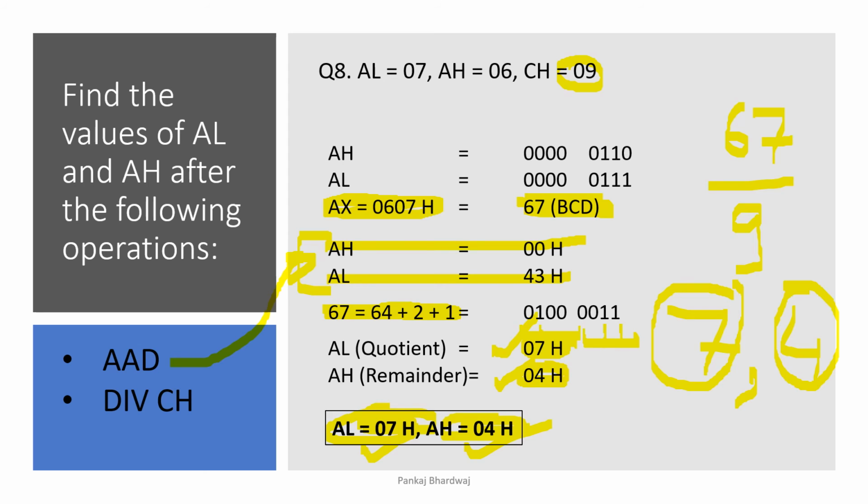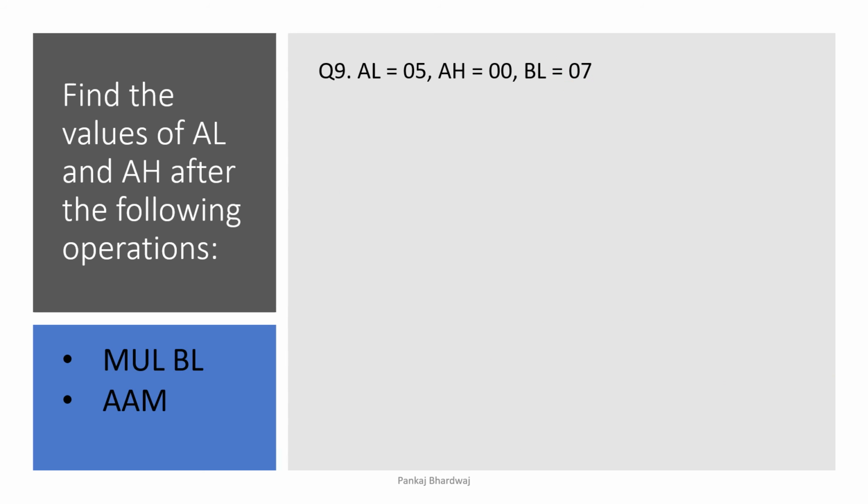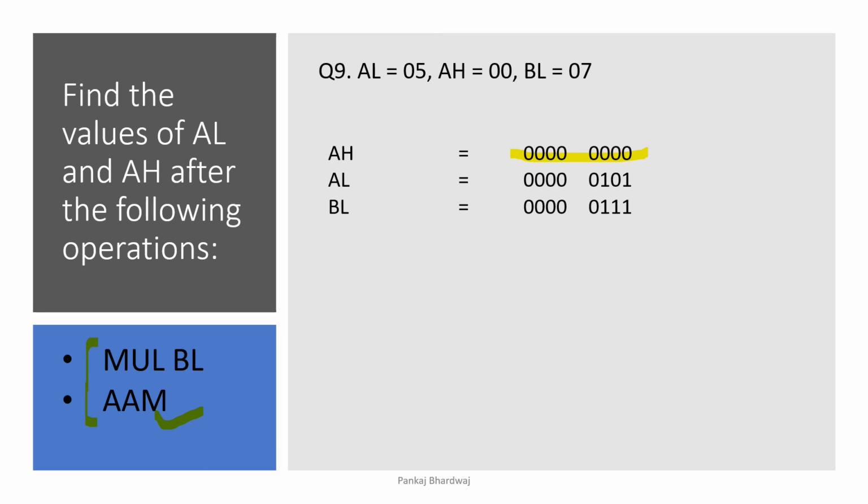Clear? Next question is, when we multiply the AL with the contents of BL, and then we use the ASCII adjust after multiplication command. So let's see what the data is. The data is AH equals 0 and AL equals 5. So the result is 05. When we multiply 05 with 07, what do we get? We get 35 because it's BCD data. So 5 multiplied by 7 is 35. So this BL is 7, multiplied.